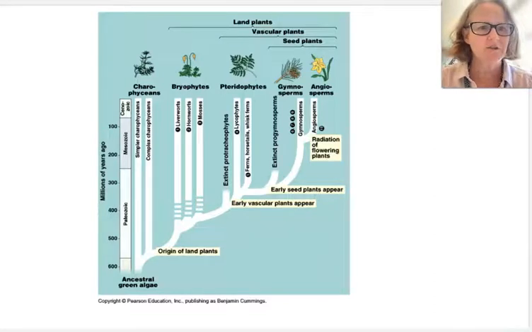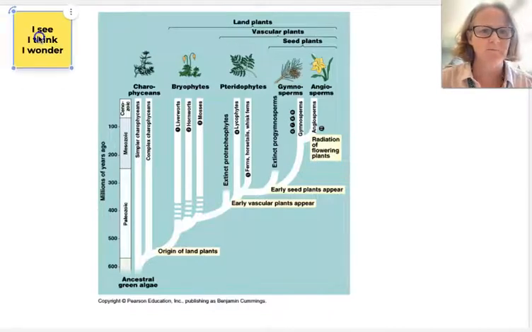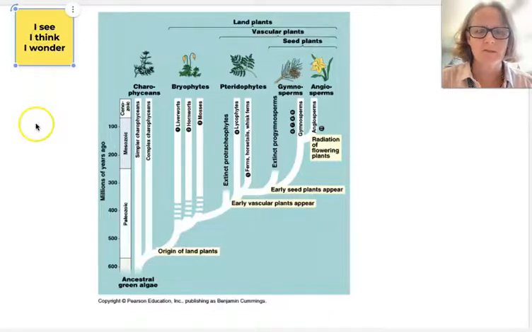In this video, we're going to consider the different strategies used by plants to reproduce. And you'll see from this image that plants have been evolving for a very long time. So pause this video and take a moment to think about what you can see, what you can think, and what you can wonder about this image.